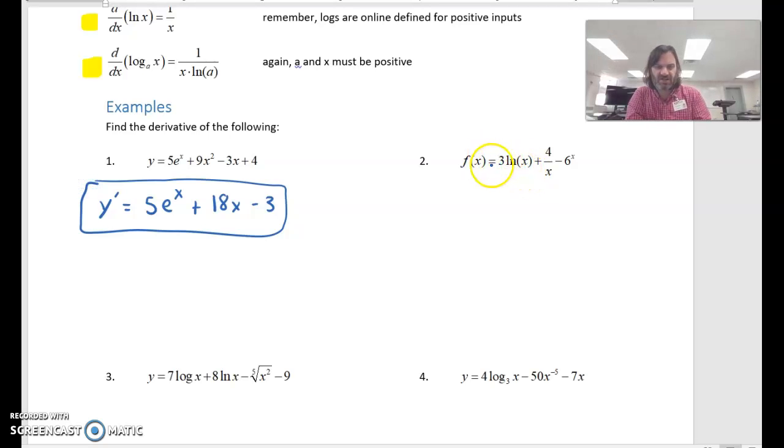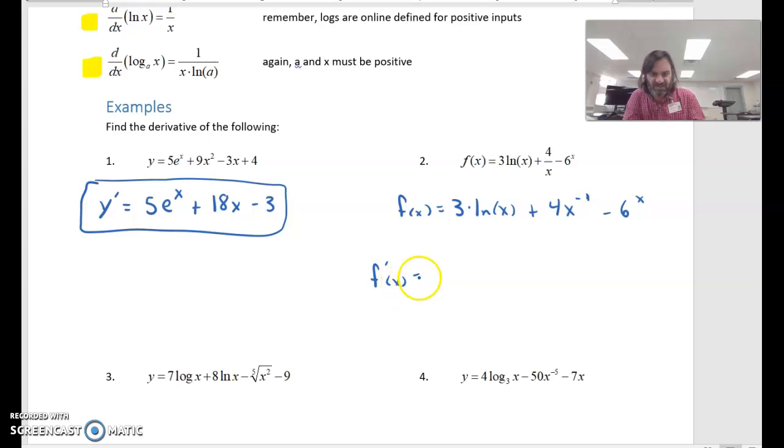Number 2 here, we have f of x equals 3 times the natural log of x, and then plus 4 over x minus 6 to the x. So let's rewrite that first of all because it's not in the best form. So we'll rewrite it as 3 times the natural log of x. And we'll rewrite 4 over x as 4x to the negative 1. And then minus 6 to the x can stay the same, but it'll keep us from making a little mistake here.